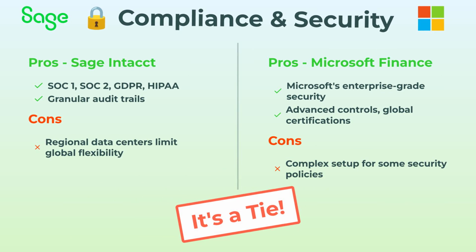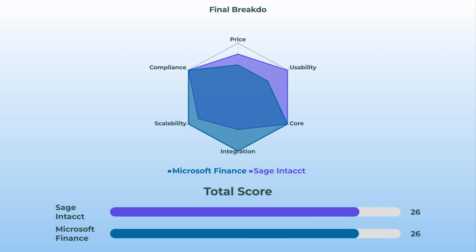This one, another tie. If we throw all these categories onto our comparison radar, you'll see Sage Intacct kinda jumps ahead for usability and price, while Microsoft Finance absolutely owns it for integration and scalability. Core features and security, honestly, it's neck and neck. There's a reason why these two are always mentioned at the top.